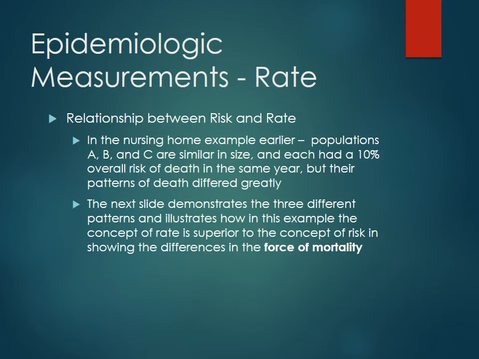Looking at the relationship between risk and rate, in the nursing home example, the populations A, B, and C were all similar in size. Each of them had a 10% overall risk of death in the same year, but their patterns of death differed pretty greatly from one to another. The next slide will demonstrate the 3 different patterns and illustrate how, in this example, the concept of rate is going to be superior to the concept of risk when showing the differences in that force of mortality.